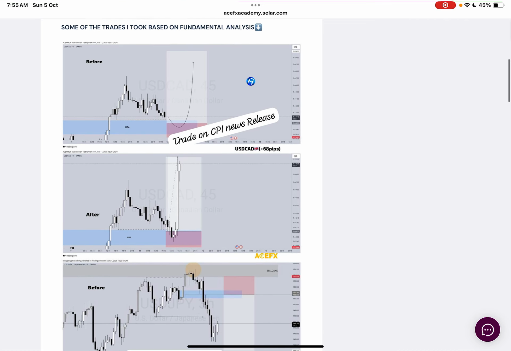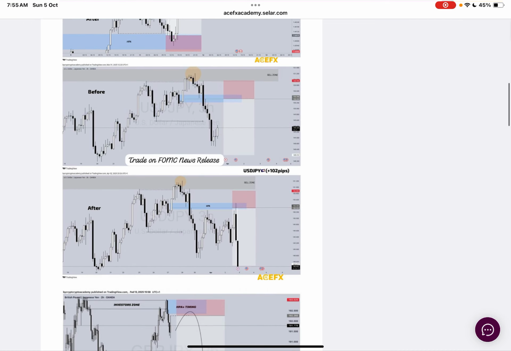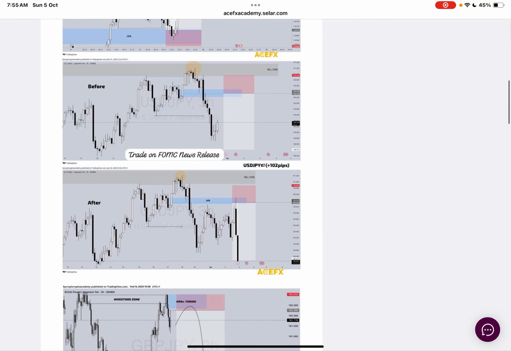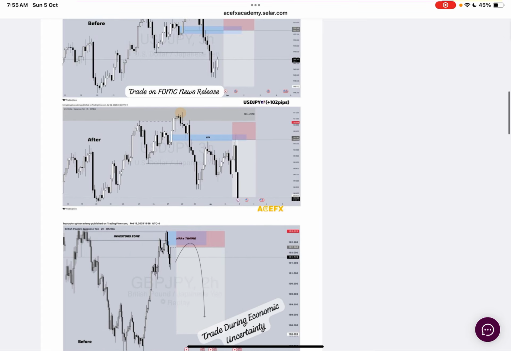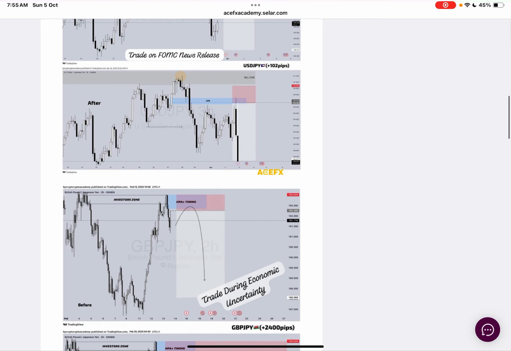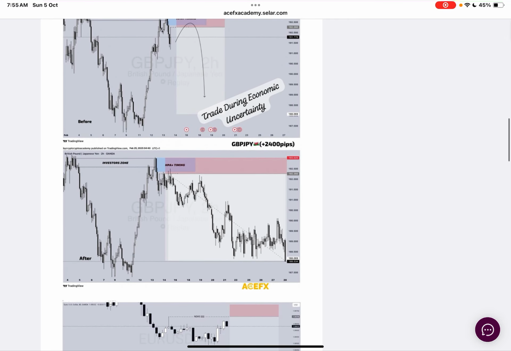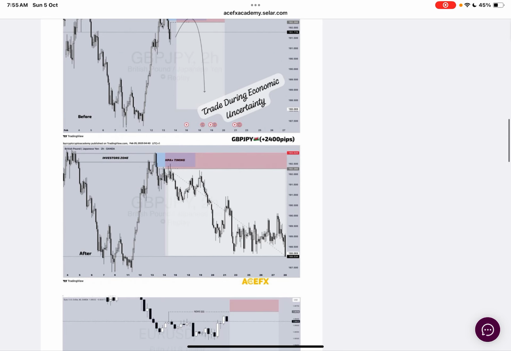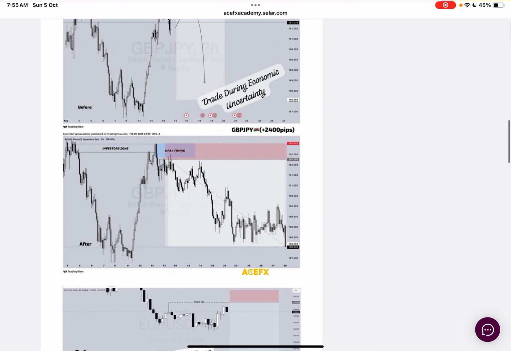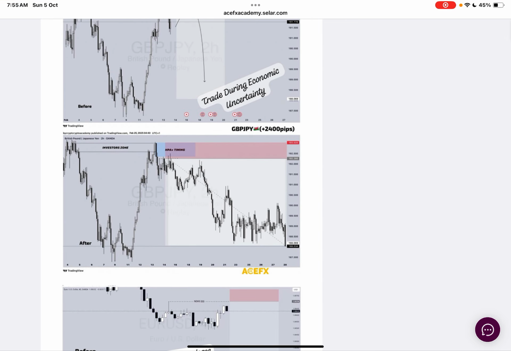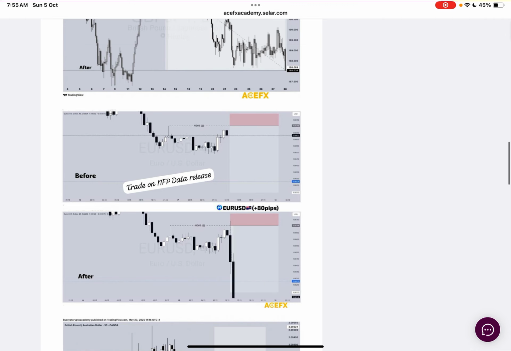You'll be catching trades like this. This is a trade I caught on CPI, a trade I caught on FOMC. You can see how fast it went to TP, right? You can only do this with fundamentals. You can see we're catching trades on economic uncertainty, up to 2,400 pips on GBP JPY. Do you know how much that is? You can only do this with fundamentals. Technicals cannot give you this type of confidence.